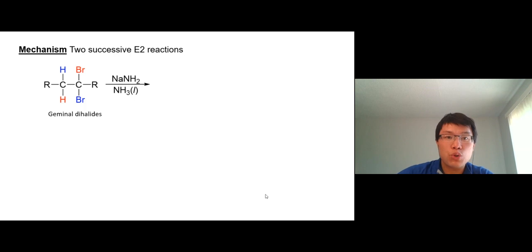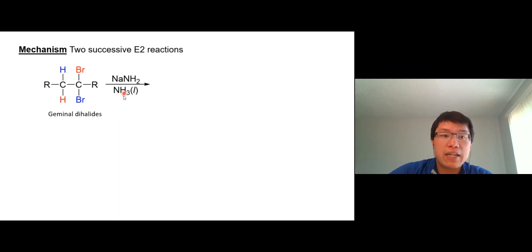So we're going to do 2 E2 reactions. The base for making alkyne is usually, a very common one you're going to see, sodium amide, in liquid ammonia, which is a solvent. I'm not sure you know, ammonia is a gas at room temperature. This solvent right here is liquid. The temperature is really, really cold. The boiling point of ammonia is negative 33 degrees Celsius. That's about negative 20 something Fahrenheit. It's really, really cold.